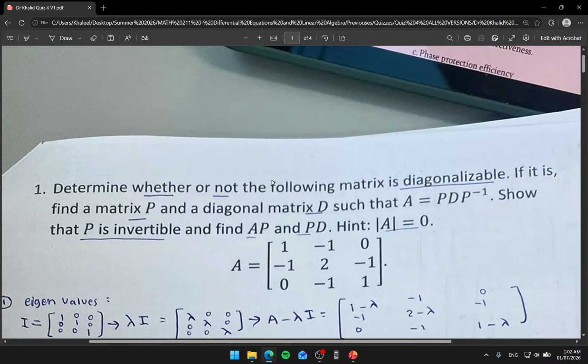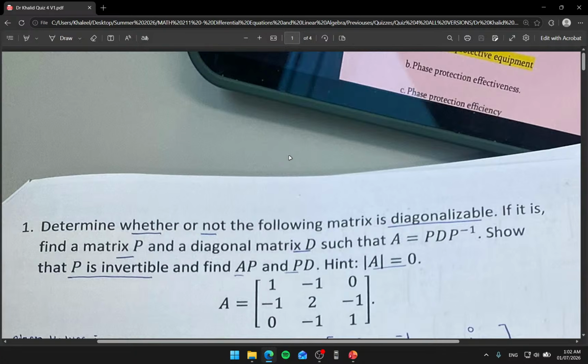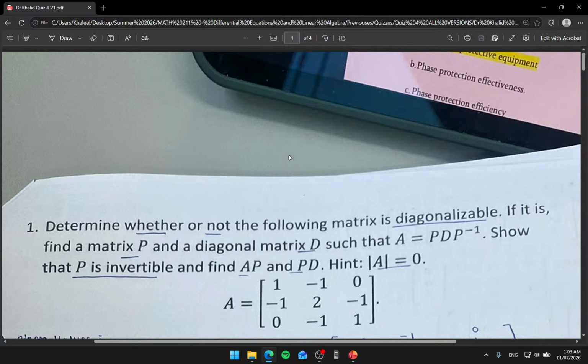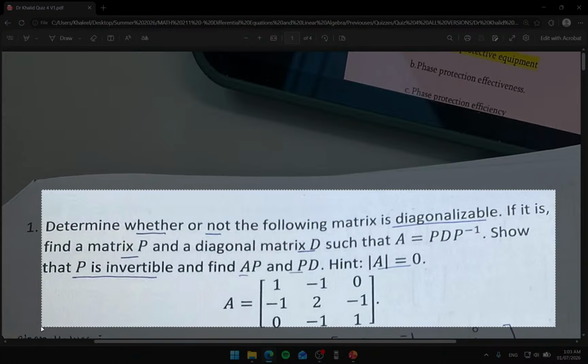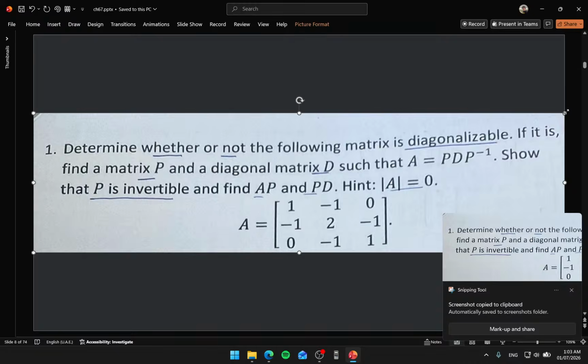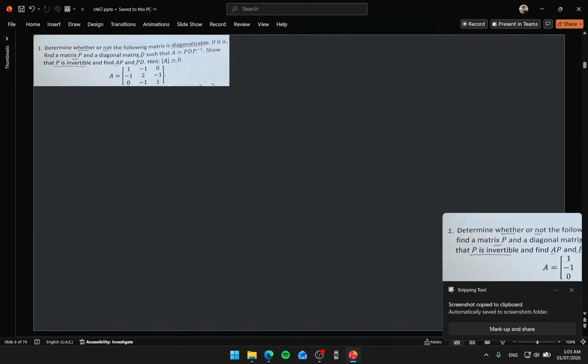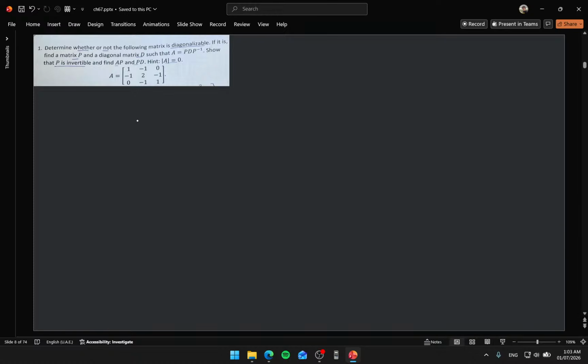Okay. Determine whether or not the following matrix is diagonalizable. If it is, find a matrix P and a diagonal matrix D such that A equals P D P inverse, P is invertible, and find AP and PD. Okay, cool. That's a lot of stuff actually. How to approach this question? First, we need to find the eigenvalues of matrix A.